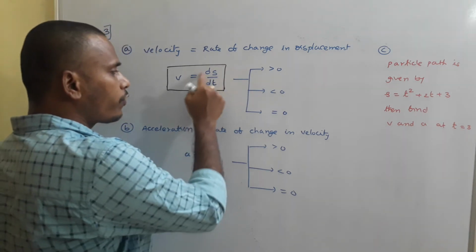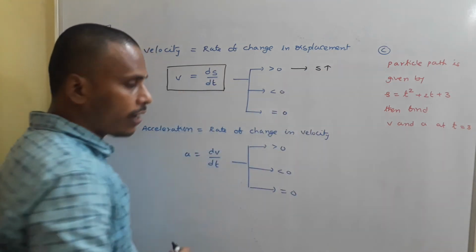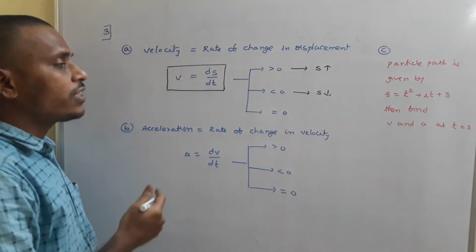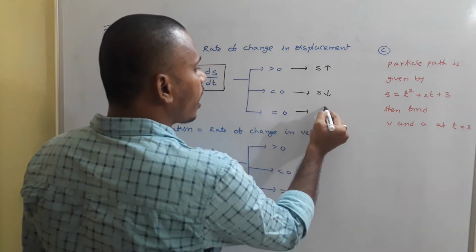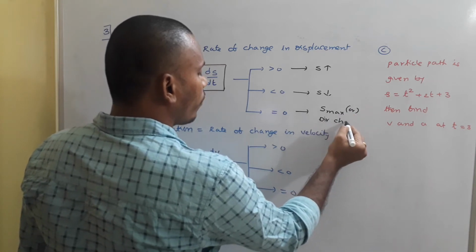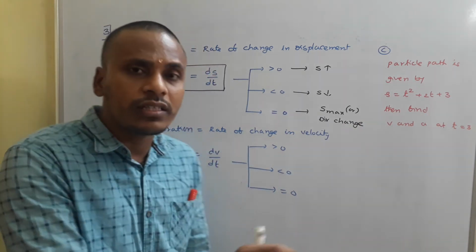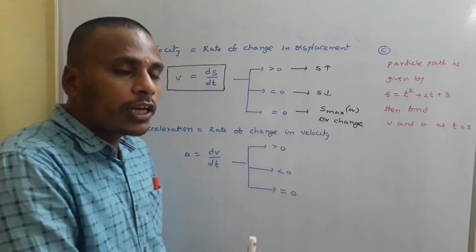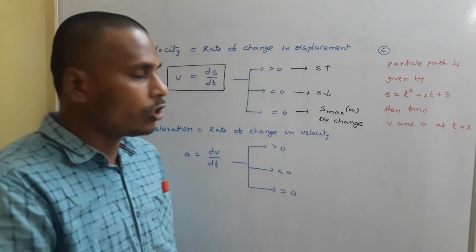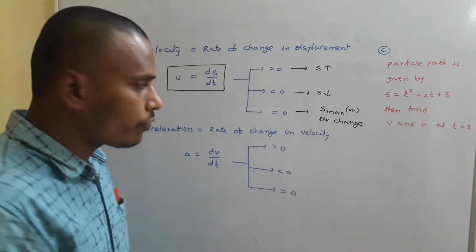And if this rate of change in displacement, ds by dt, is greater than 0, that indicates that displacement is increasing with time, and if it is less than 0, that indicates that displacement is decreasing with time. Whereas if it is 0, then it represents either the maximum value of s or a direction change. For example, if we are changing our direction in our journey, at that particular instant our rate of change in displacement will be 0. While changing direction at an instant, velocity will become 0. So if velocity is 0, that indicates the maximum distance covered or a direction change of the journey.